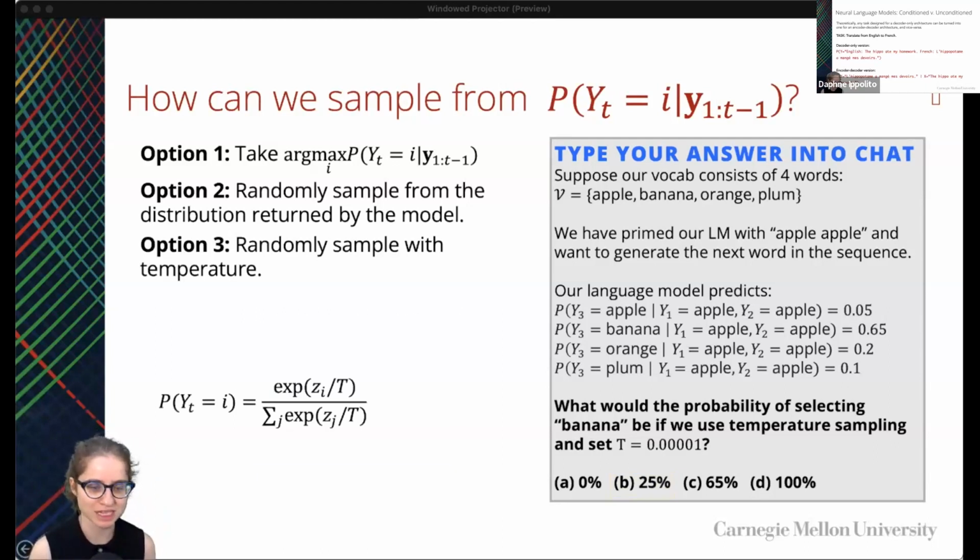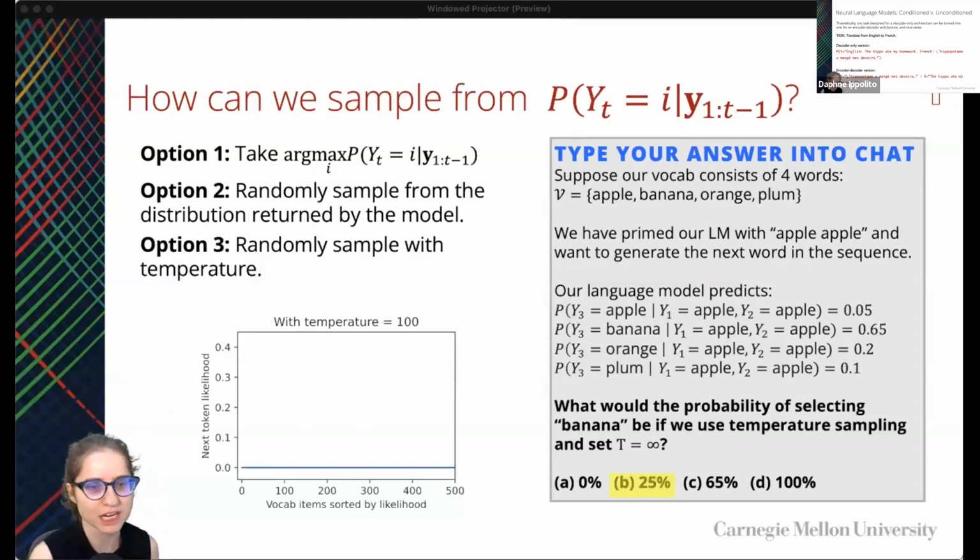And what if we set t equal to something that's really... how did we get 25%? So we got 25% because there are 4 words in the vocabulary. And as you set t to something really, really big, you're basically turning your distribution into the uniform distribution, which means that every one of the 4 words would have a probability equal to 25%.